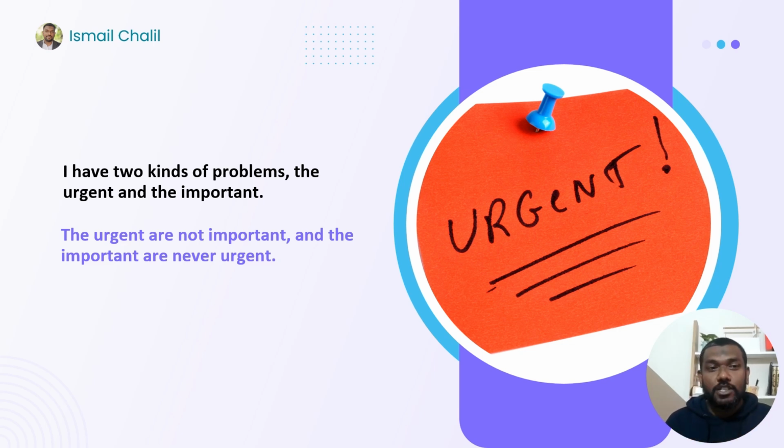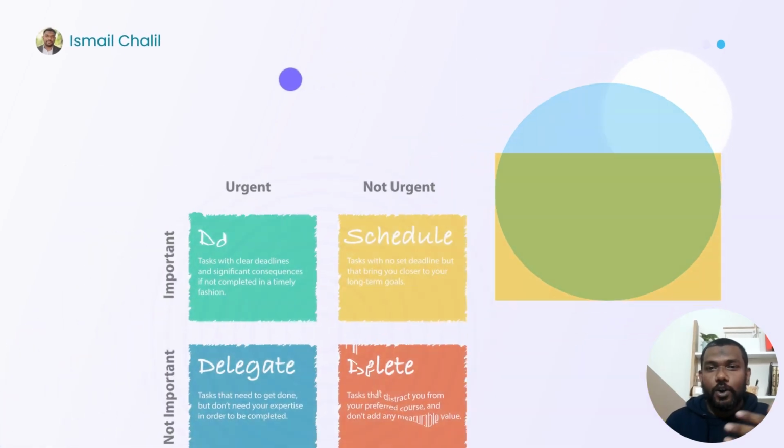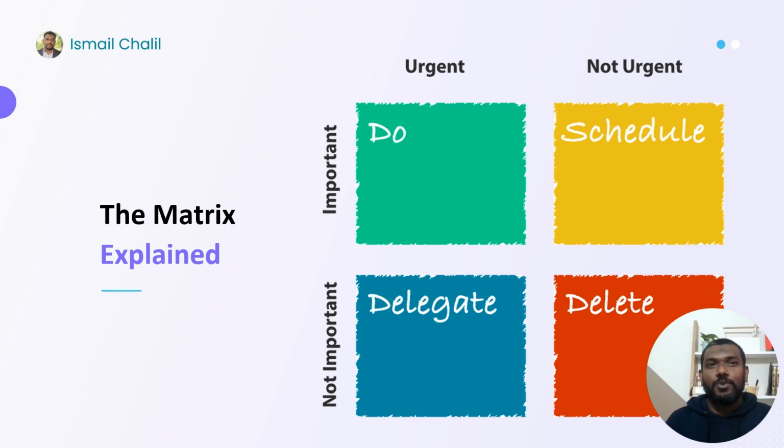It was not Eisenhower himself who built the model. There were a lot of others who got inspiration from him and then developed it. One such example is Stephen Covey, who further developed this model into what we see today. This model is divided into four quadrants.